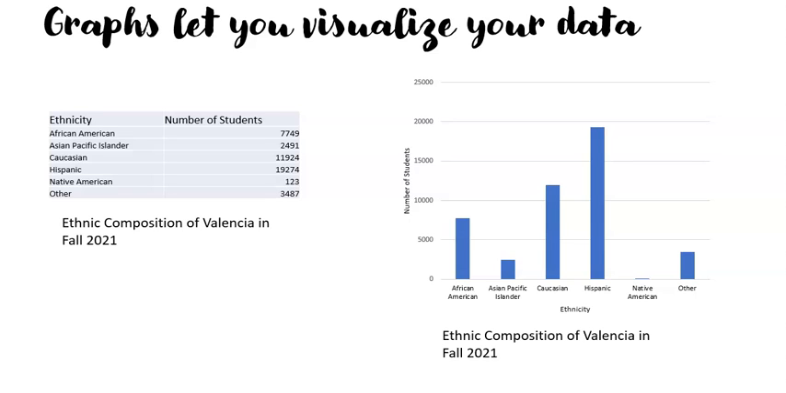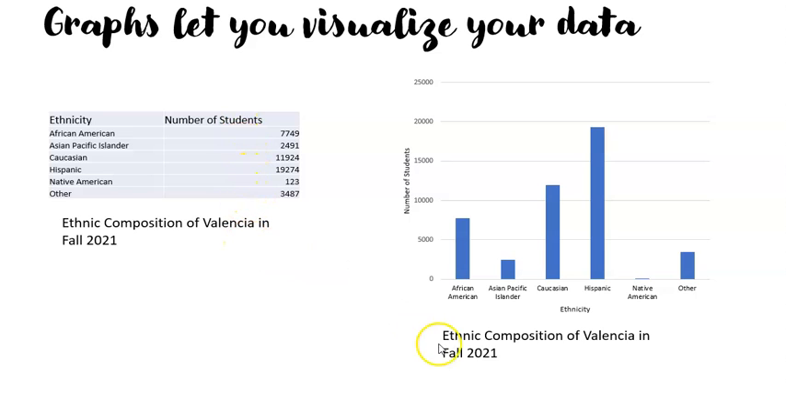Graphs let you visualize your data. Let's look at the table on the left. It shows the ethnic makeup of Valencia College in the fall of 2021. The first column lists the ethnicities, and the second column tells how many students are in each category.